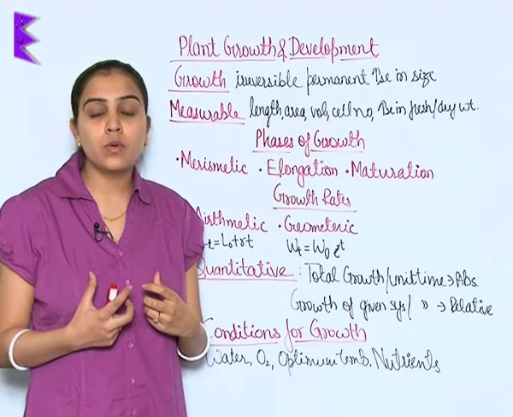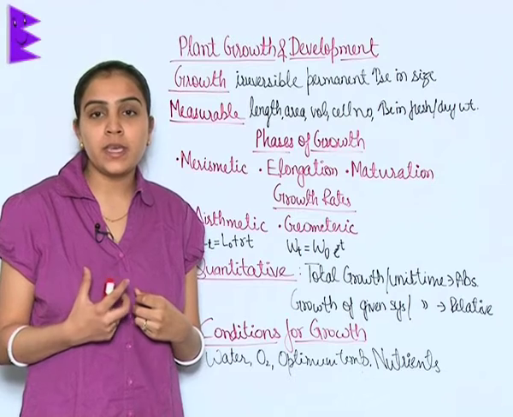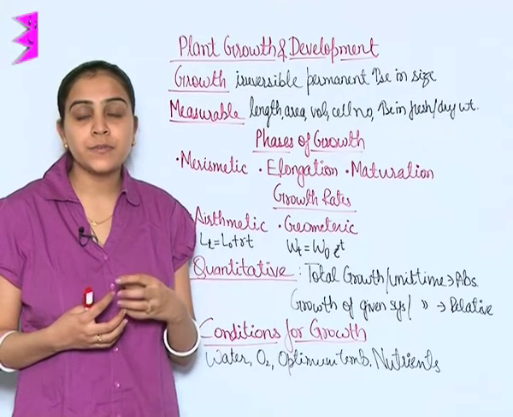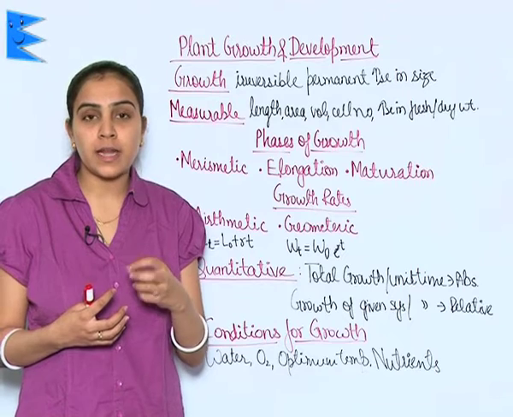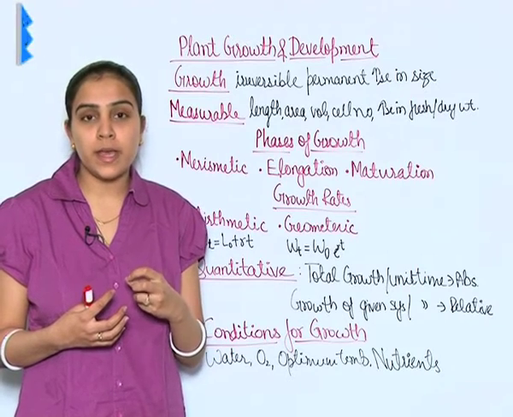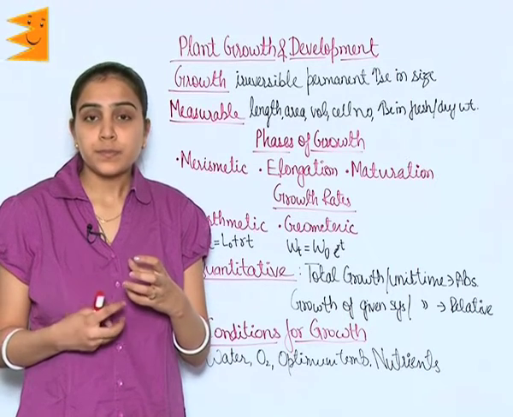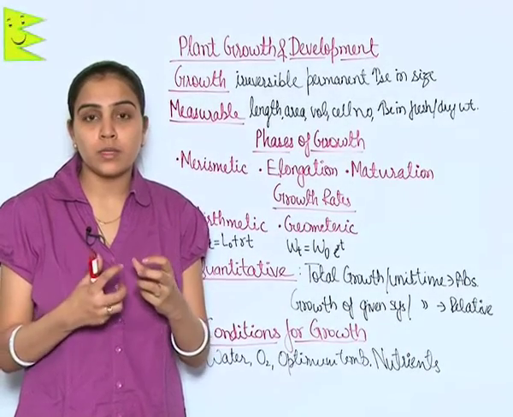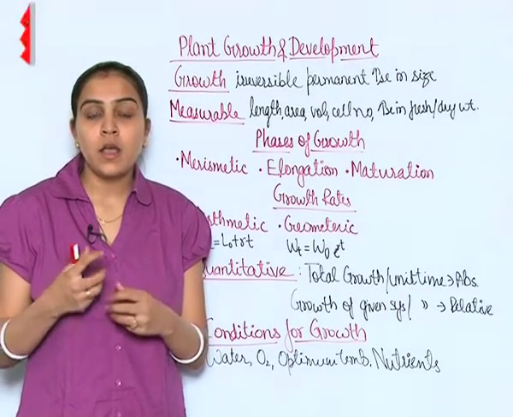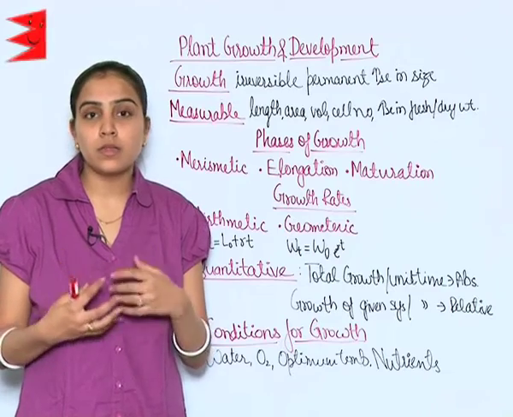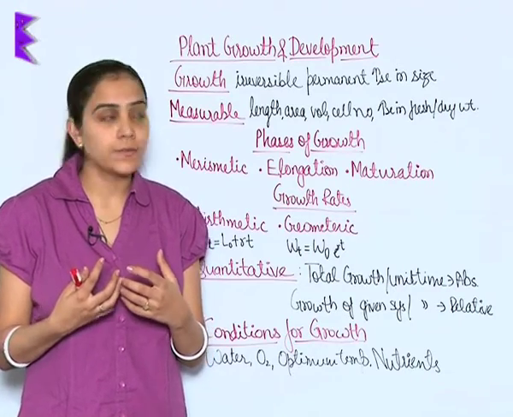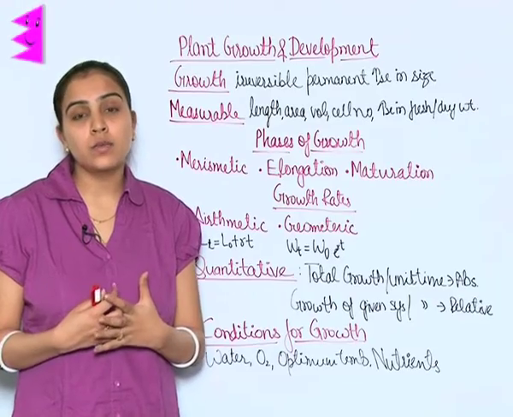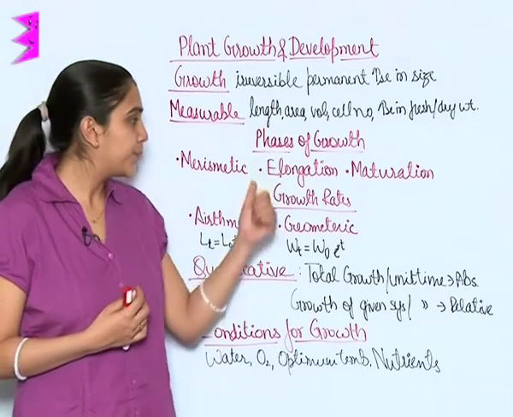The plant growth is said to be indeterminate because plants have meristematic tissues at the shoot and root apex. Thus, plants have the tendency that they can grow throughout their life cycle, or throughout the whole life. That's why it is believed that plant growth is indeterminate.